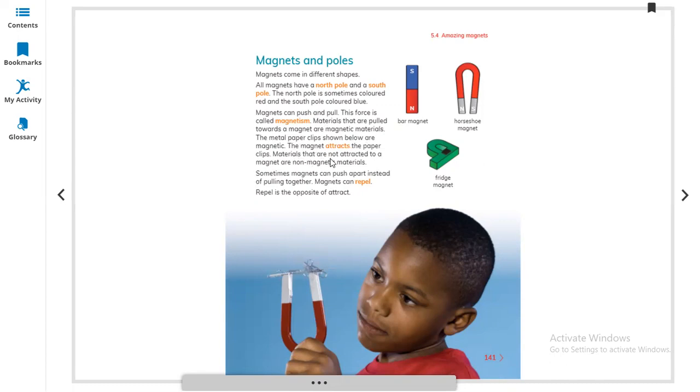Materials that are not attracted to the magnet, like paper or plastic, you can say are non-magnetic materials. Sometimes magnets can push apart. Instead of pulling together, magnets can repel and not attract. So instead of attract, it's repel. You can say repel is the opposite of attract.